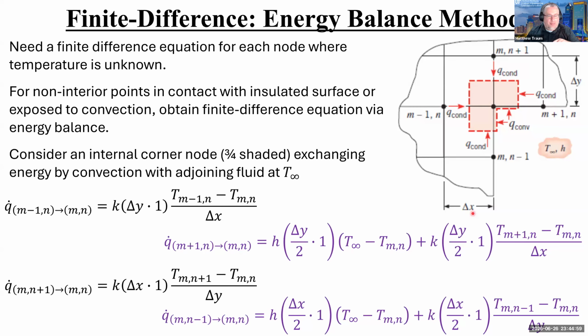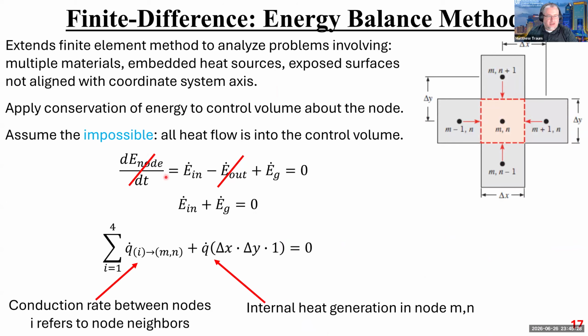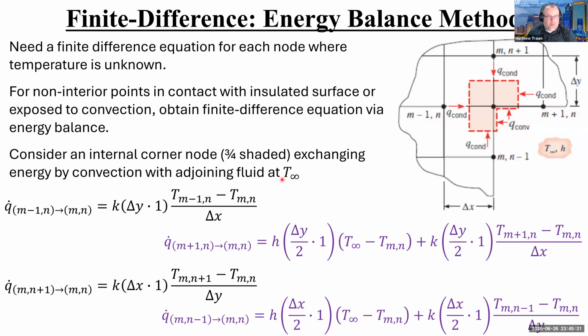But what happens if you're not an interior point? If you're sitting on an edge and you have some non-conductive boundary condition that you are exchanging heat with the ambient environment, for example, through convection. So I say here, for non-interior points in contact with either an insulated surface or exposed convection, we want to obtain a finite difference equation via an energy balance. So we're going to go all the way back to our first law of thermodynamics, and we're going to write an appropriate energy balance.